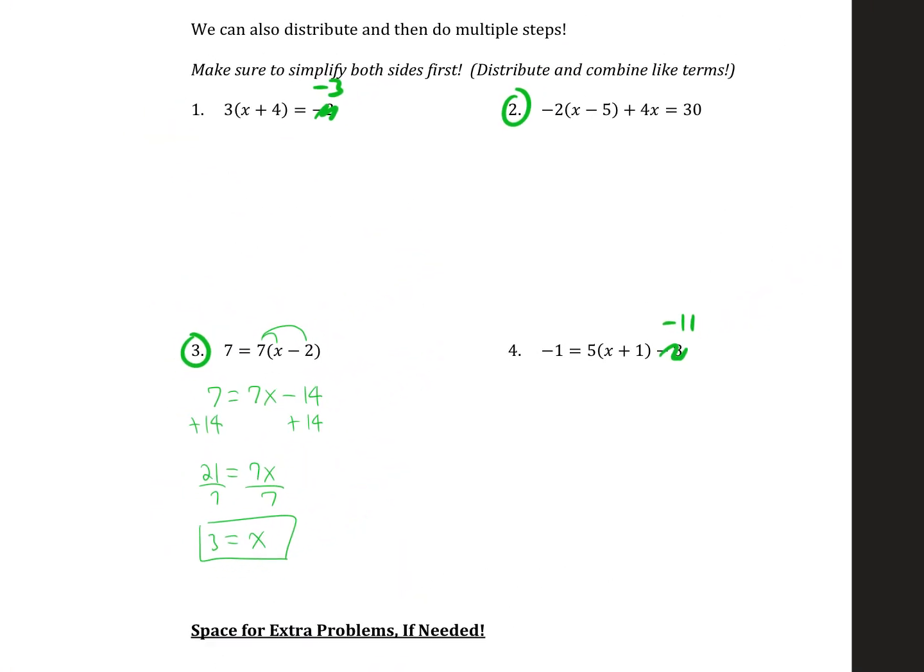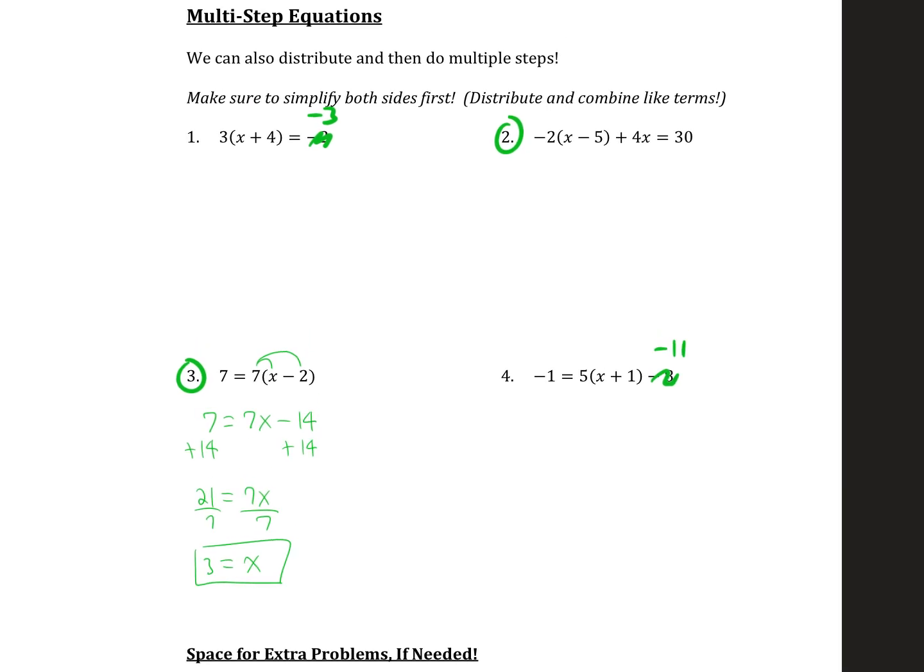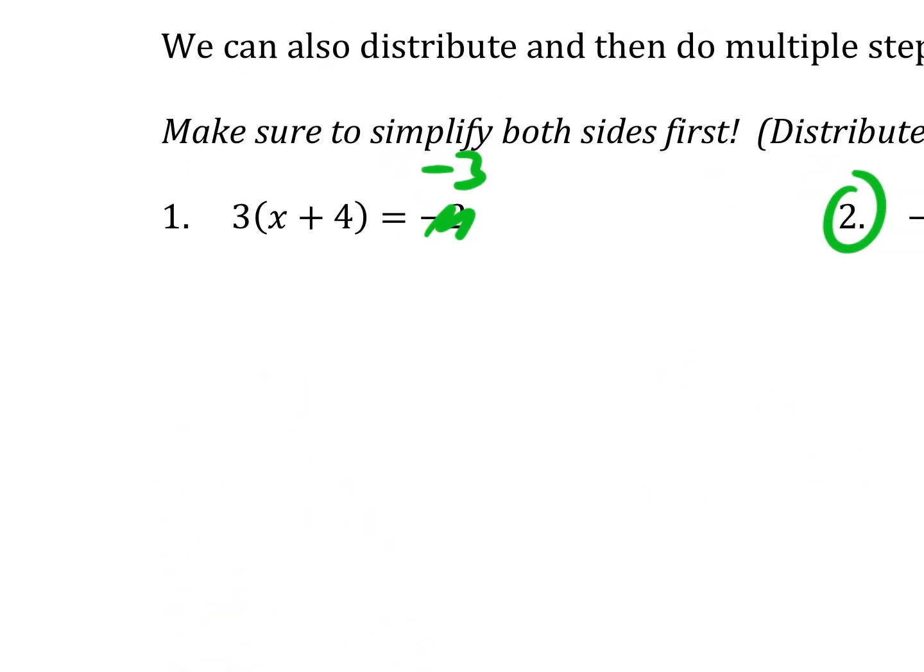Now we did one like that. If you'd like to pause and try number 1, you can feel free. Okay, let's do number 1, actually, and then we'll come back to number 3. Or number 2, I mean. All right, so we have this one right here. I'm going to rewrite it so it's a little bit nicer to see. So we have 3 times the quantity x plus 4 equals negative 3.